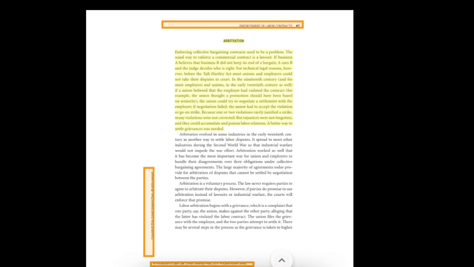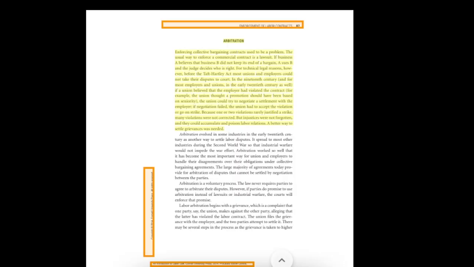Arbitration. Enforcing collective bargaining contracts used to be a problem. The usual way to enforce a commercial contract is a lawsuit. If business A believes that business B did not keep its end of a bargain, A sues B and the judge decides who is right. For technical legal reasons, however, before the Taft-Hartley Act most unions and employers could not take their disputes to court.